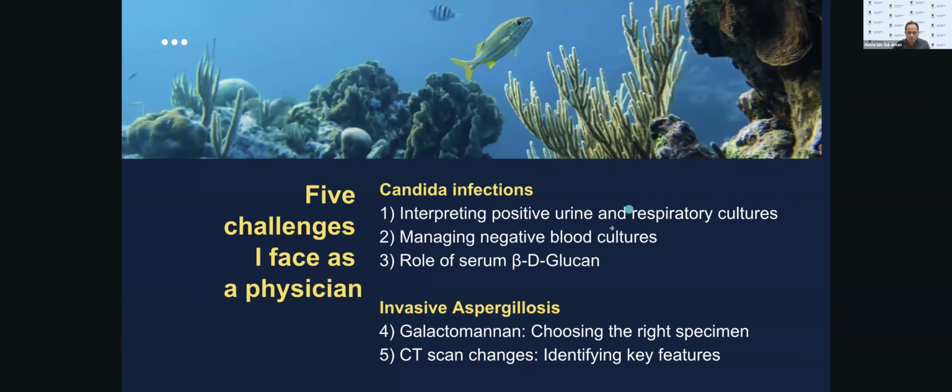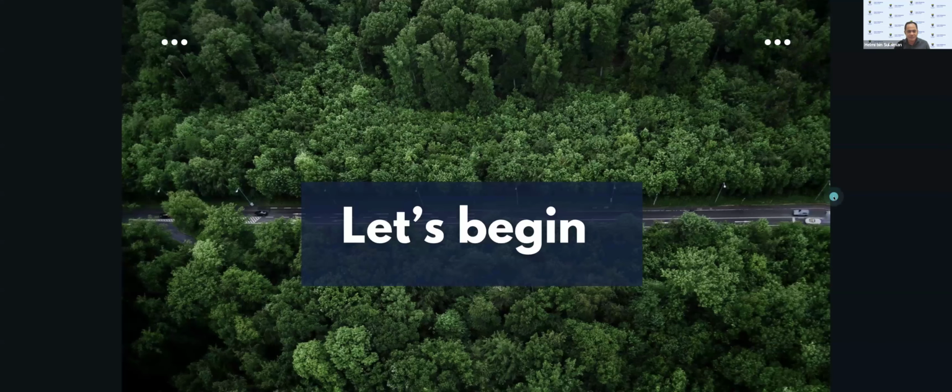So I'm going to talk about the 5 challenges that I face as a physician in terms of Candida infection and invasive aspergillosis. How do you interpret urine, respiratory, and blood culture results? What is the role of non-culture methods such as beta-D-glucan and galactomannan, and how do we identify key features for IA using CT scan changes? So let's begin, okay?